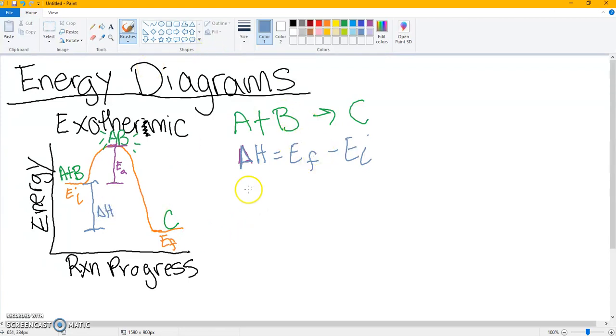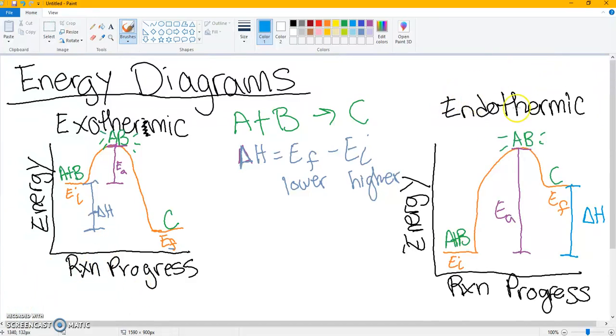Now, looking at this, since E final is a lower energy and initial is a higher energy, when I have a low minus a high, that means that I have a negative sign. That's why when we do exothermic reactions, delta H is negative, because final minus initial is negative. This is an exothermic energy diagram. Now before I show you what an endothermic energy diagram looks like, I want you to try it. Place the initial energy and the final energy and see if you can draw what would be considered an endothermic energy diagram.